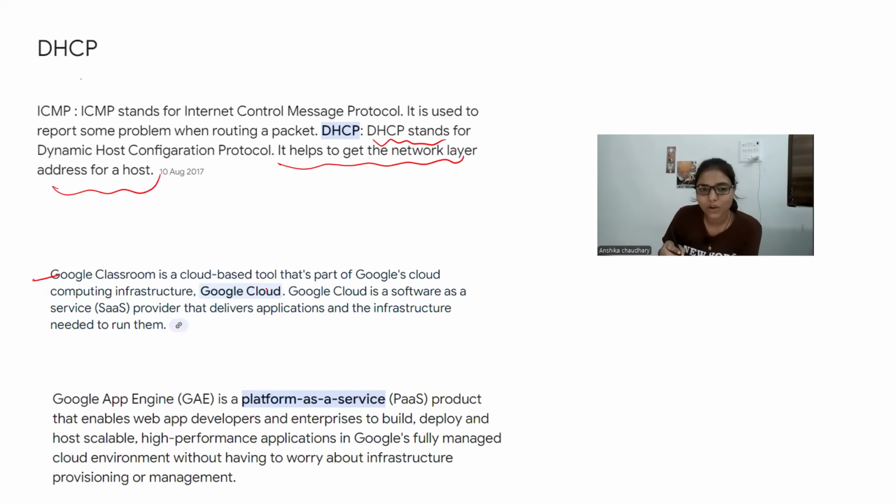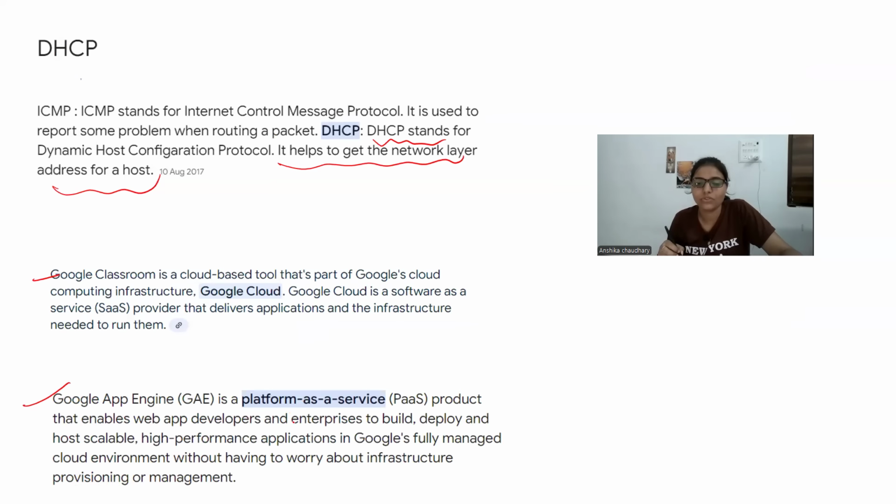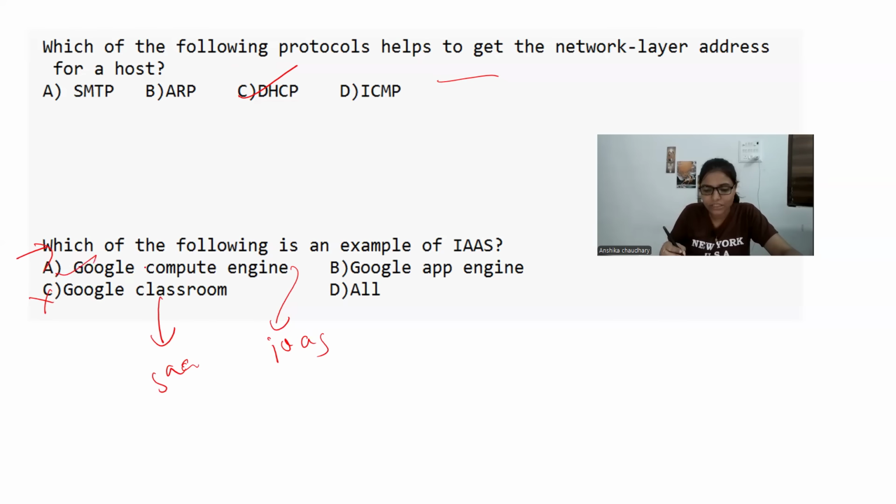Google Classroom is a cloud-based platform or tool that is a part of Google's cloud computing infrastructure. Google Cloud is software as a service. So here we can see that Google Cloud cannot be the answer. Google Classroom is a part of Google Cloud, which means it is also SaaS, so it cannot be the answer. Now, Google App Engine is a platform as a service, PaaS, product that enables web developers and enterprises to build, deploy, and host scalable applications. So what is remaining? Simple, Google Compute Engine, right? So Google Compute Engine will be the correct answer for this particular question.